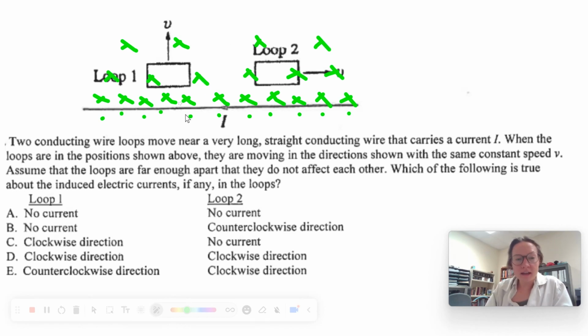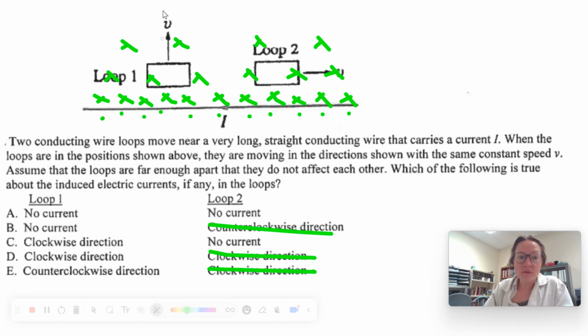So here's what that means. As loop 2 moves along its merry journey, loop 2 does have flux going through it. The flux is going into the screen. But the question is, is there a change in flux? As loop 2 moves to the right, you're going to see that it stays at the same distance away from the wire. And so the amount of magnetic field that is going through loop 2 stays the same, which means loop 2 experiences flux, but it doesn't experience a change in flux. And so there will be no current in loop 2. That means we can quickly cancel out anything that says otherwise. There is no current in loop 2.